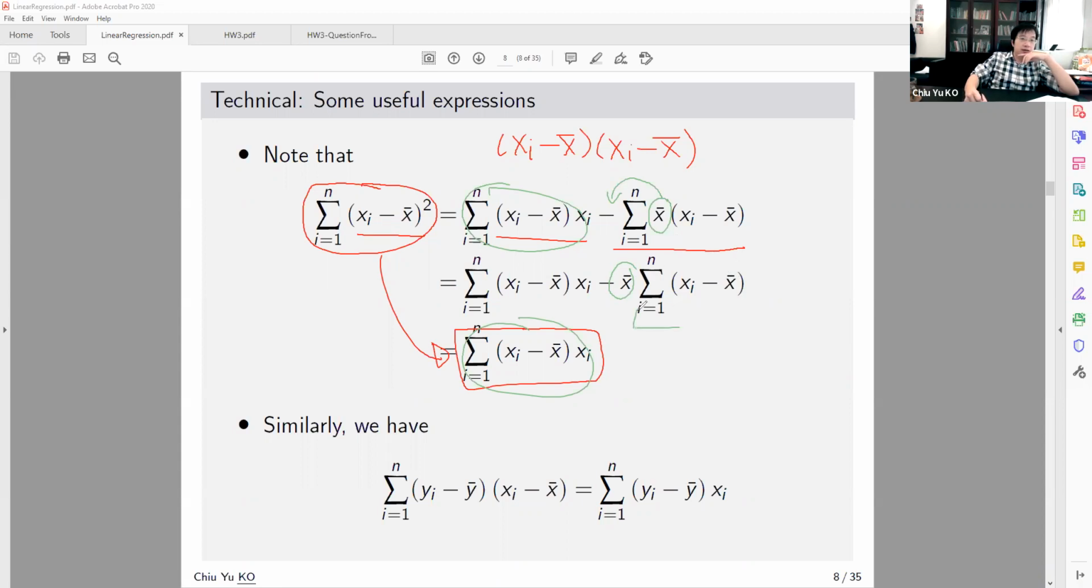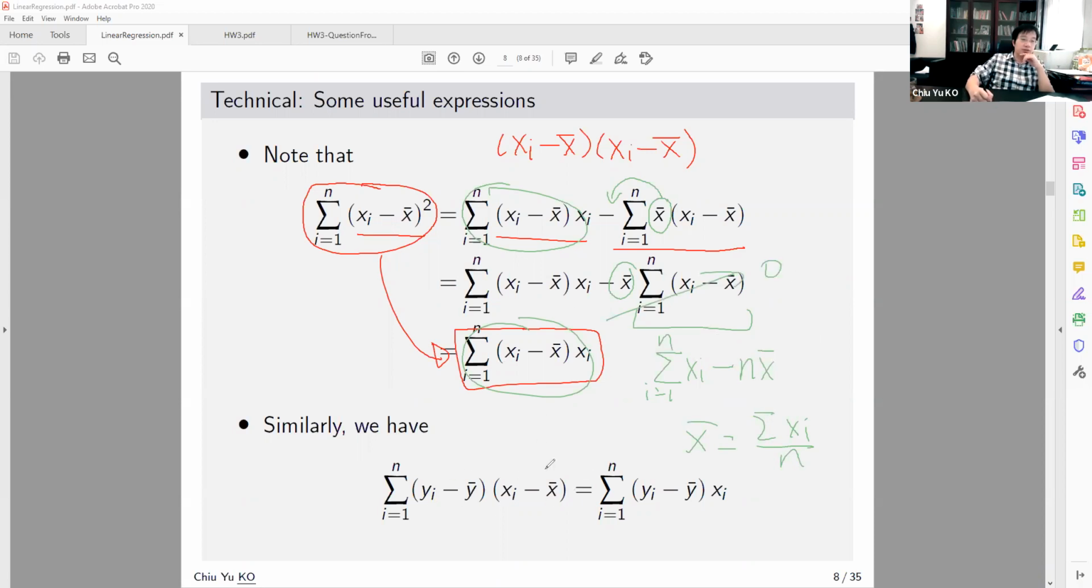The reason is you sum this, and summing all the x bar gives n times x bar, and they're the same, because x bar is equal to summing all the data over n. So they're the same thing, and that's why this is 0. That's why it is equal to this.